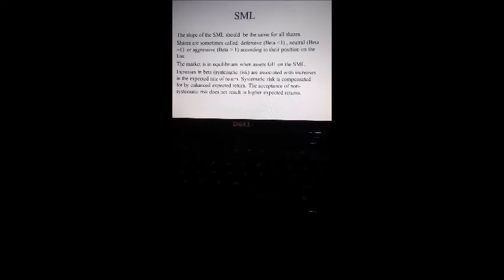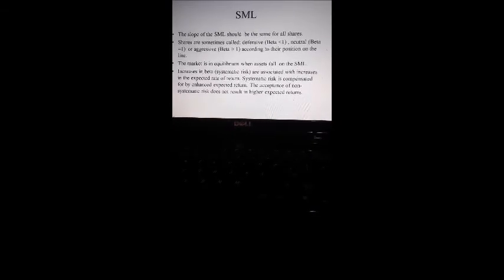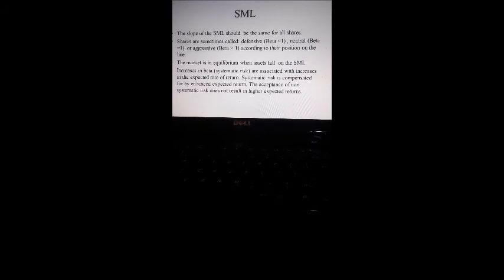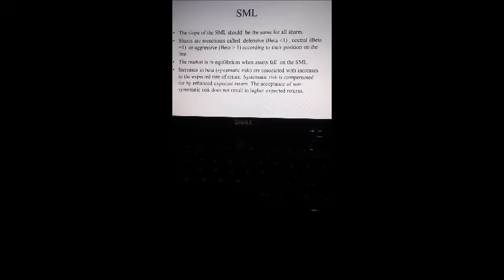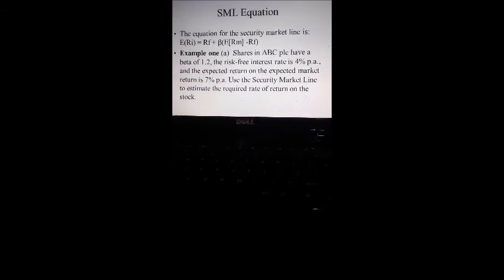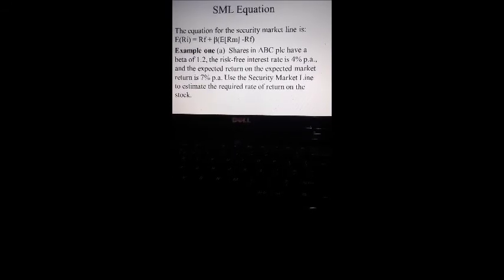Now, the market will be in equilibrium when all assets or all shares fall on the security market line. An increase in beta, which is a measure of systematic risk, is associated with an increase in the expected rate of return. The systematic risk is compensated by the expected return, so the acceptance of non-systematic risk does not result in a higher expected return. Also, the equation of the security market line is identical to that of the capital asset pricing model.